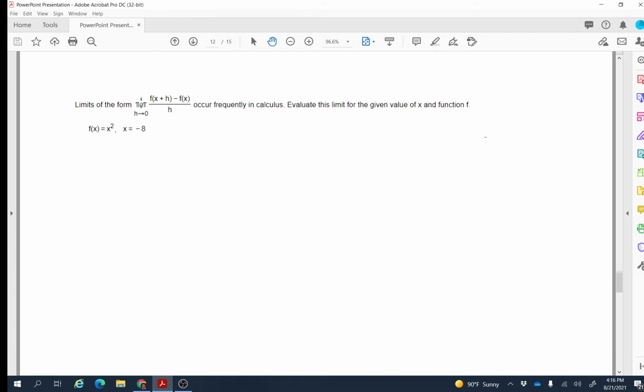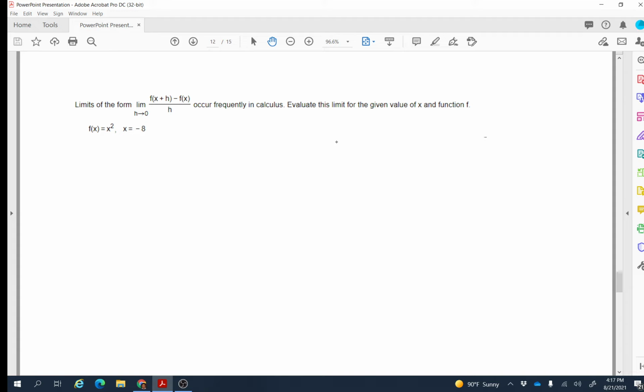There are two different ways you can evaluate this value. You can first find this value and finally put x equal to negative 8, or you can just put x equal to negative 8 at the beginning. I'm going to find this value in general, and finally I'm going to put x equal to negative 8.